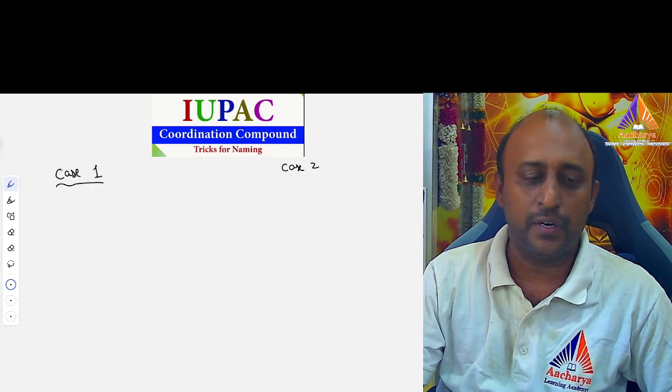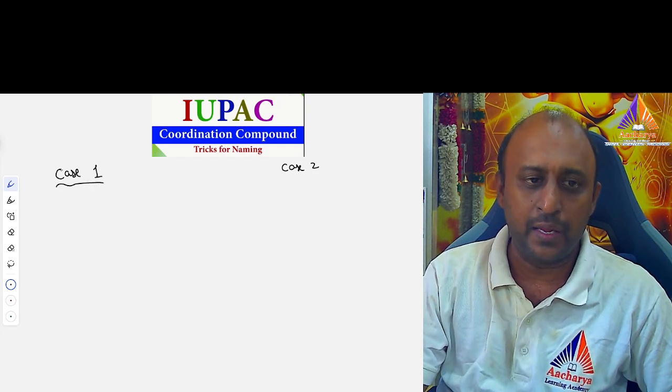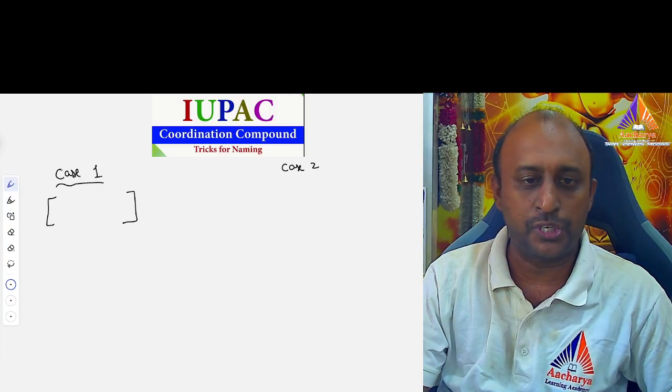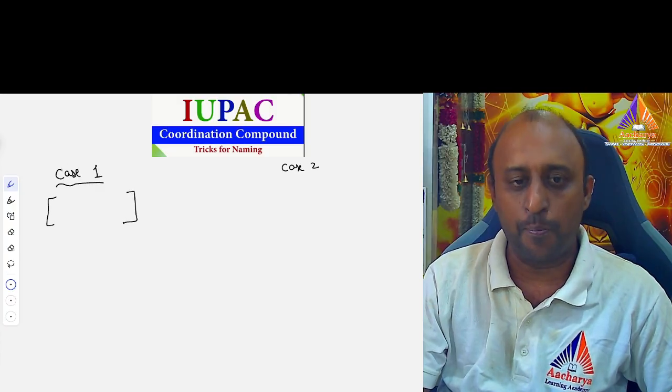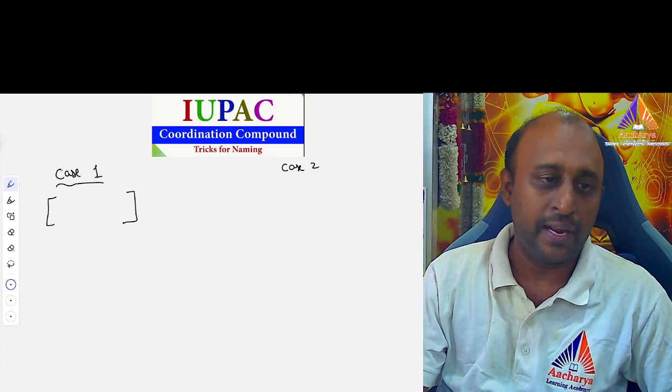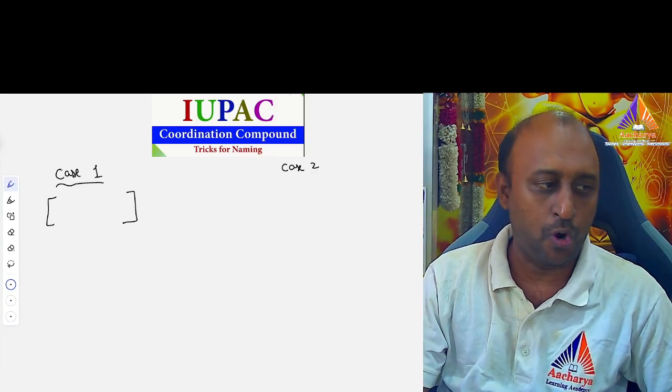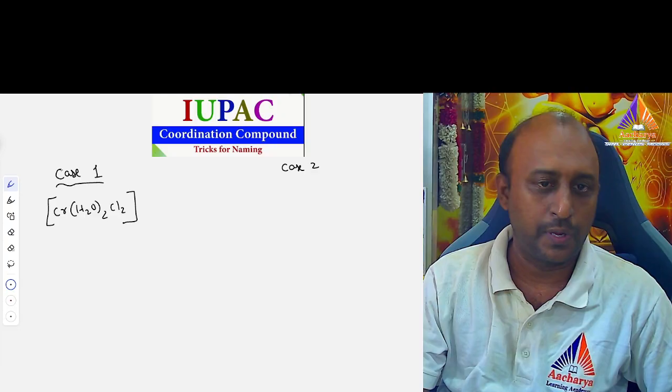In case 1, I will take the complex compound, that is the coordination compound, as the positive side, and a simple compound with an anion as the negative side. I will take one example: [Cr(H2O)2Cl2]Cl.